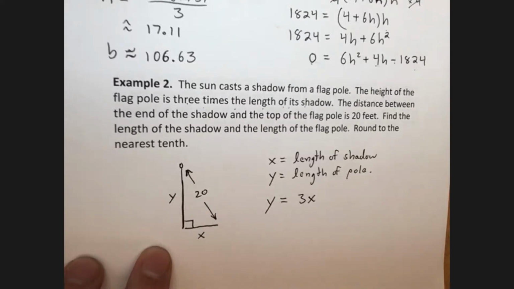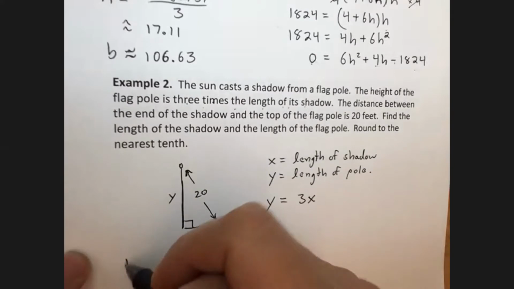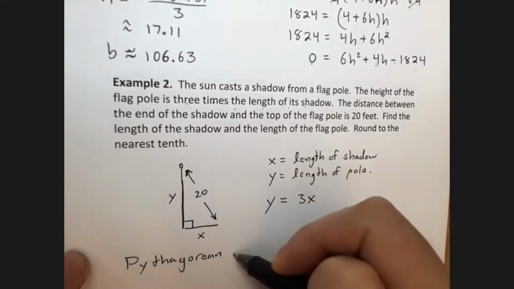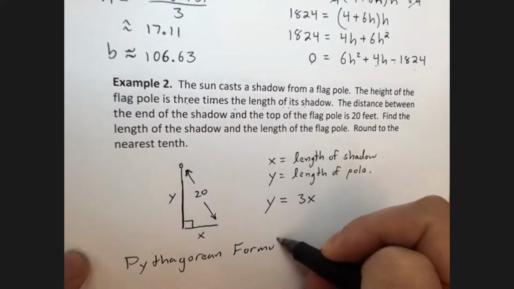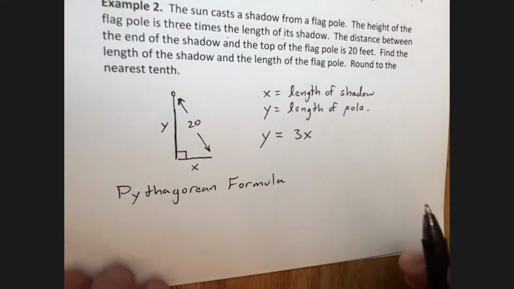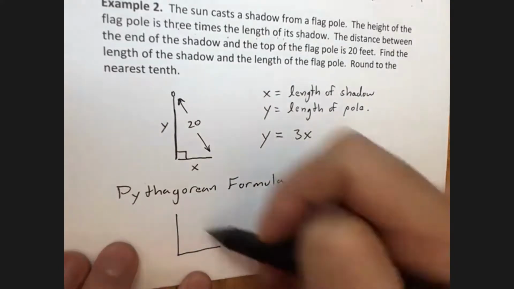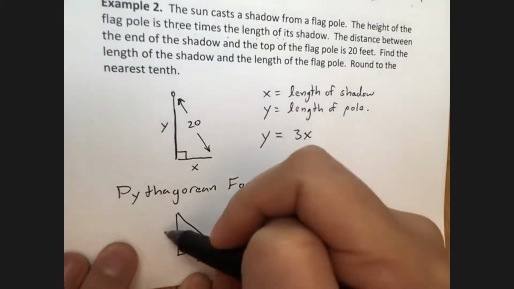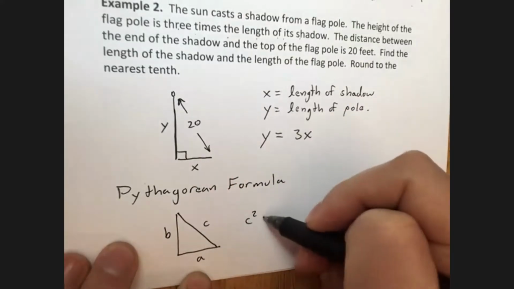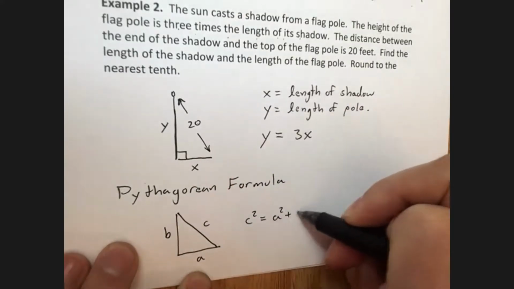Well, you should. What should pop to mind is the Pythagorean equation, or the Pythagorean formula, is that what they usually call it? The Pythagorean formula says that if you have a triangle with sides length A, B, and C, that the hypotenuse squared is equal to A squared plus B squared.